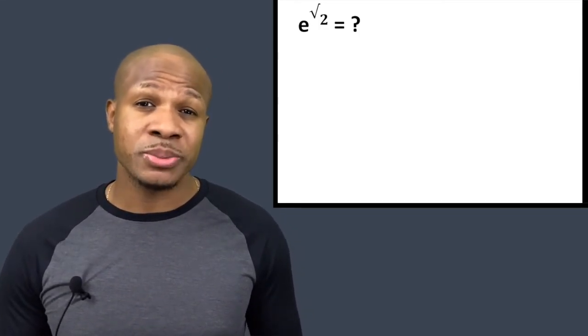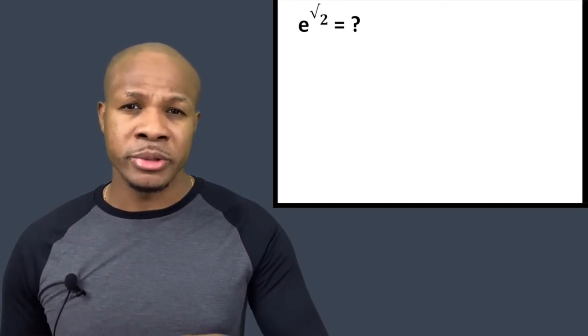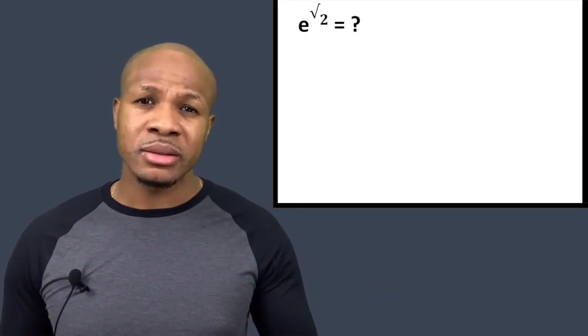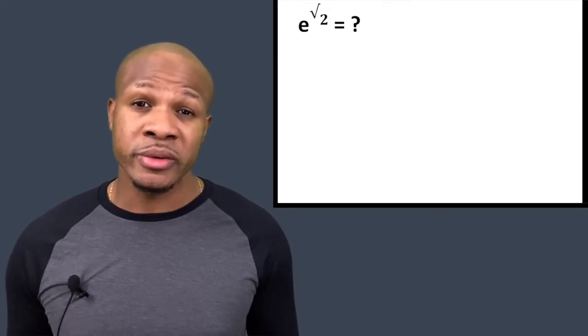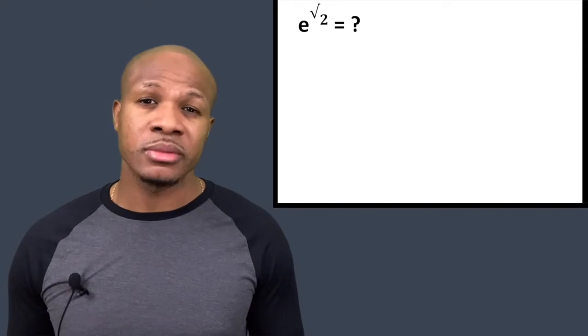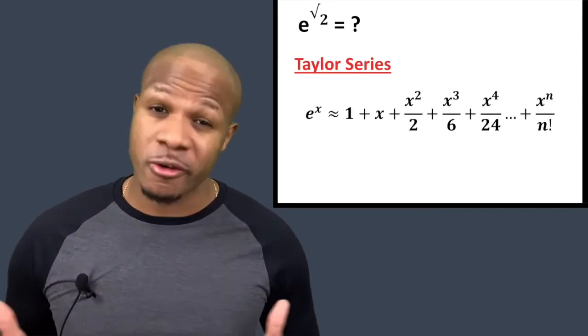But the issue with this problem is that it's e raised to the radical 2. So how do you raise a number to a power that is not a whole number? How do you do that? That's very confusing and very non-intuitive. But what if we were able to represent the function e to the x by a polynomial? Wouldn't that be nice? Of course it would be nice.